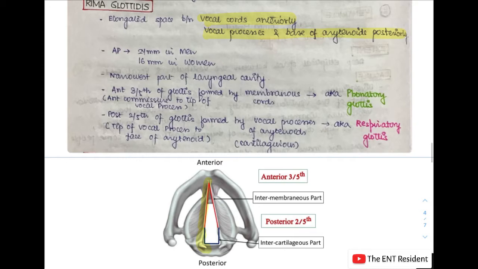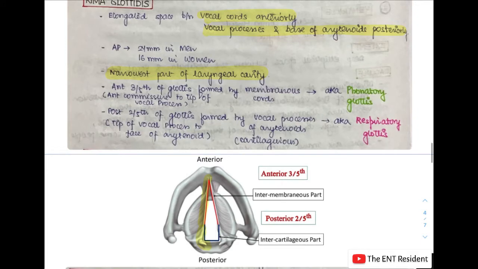Now, this space has an anteroposterior diameter of about 24 mm in males and 16 mm in women. And this region is the narrowest part of the laryngeal cavity. This is very important. Now, this Rima Glottidis can be divided into two parts. The anterior 3/5 of the glottis, which is formed by the membranous cords, is known as the phonatory glottis. As you can see over here in this picture, the anterior 3/5, it is the intermembranous part which is forming the phonatory glottis, because this part is being lined by the membranous part of the cords.